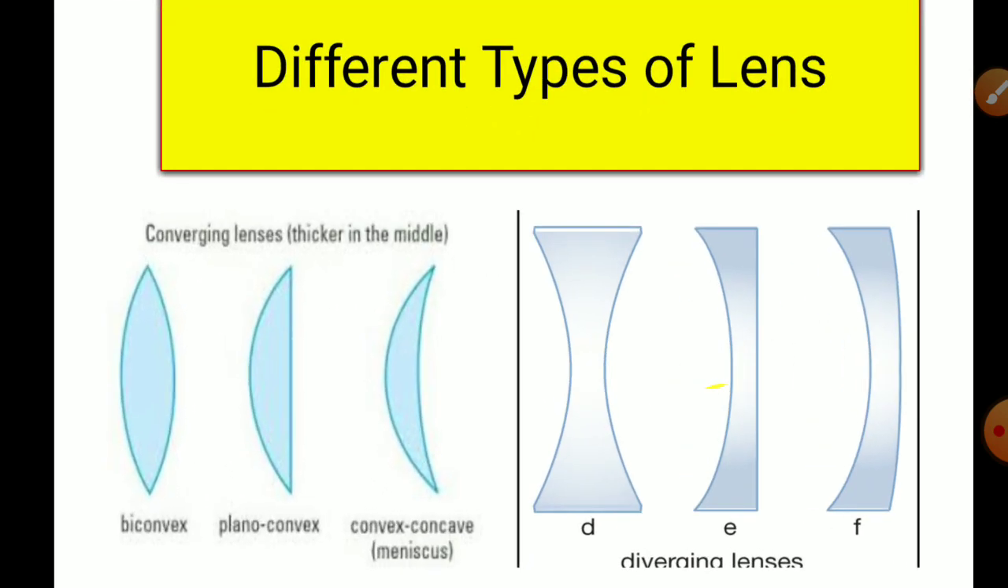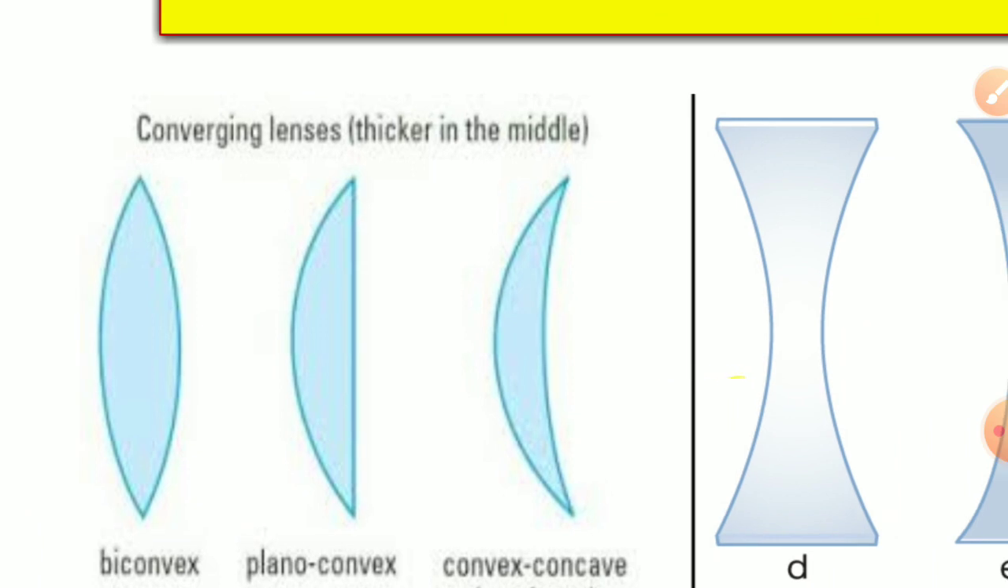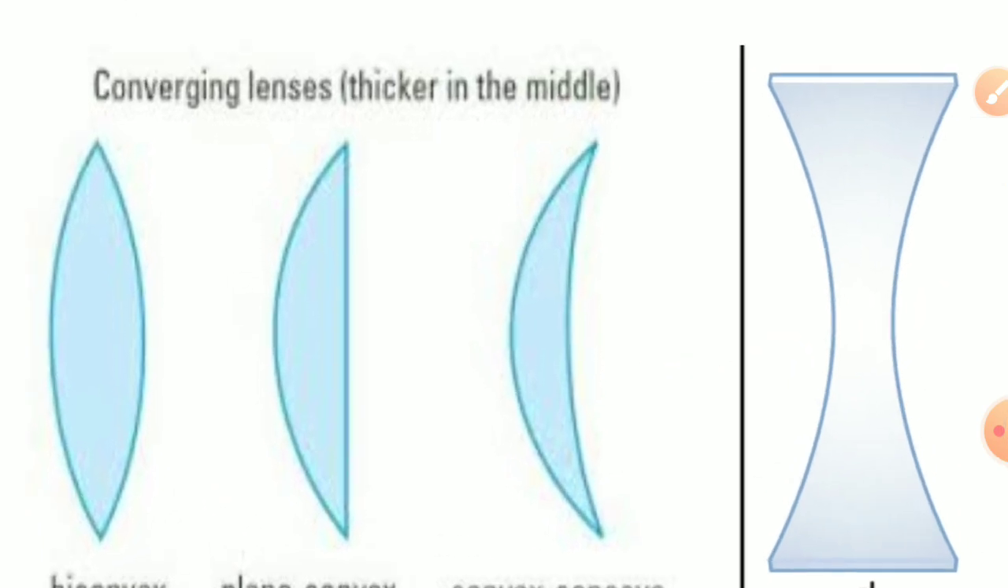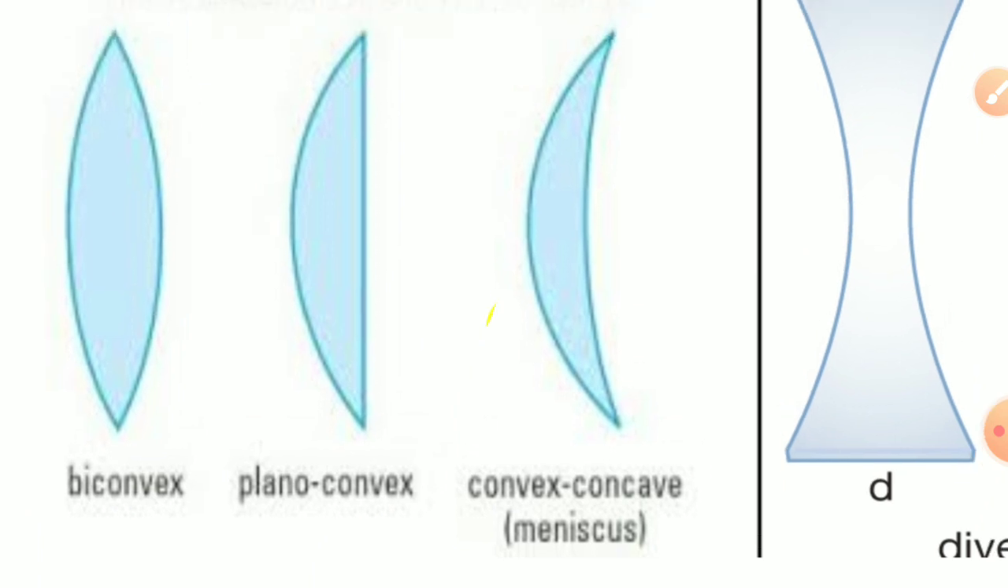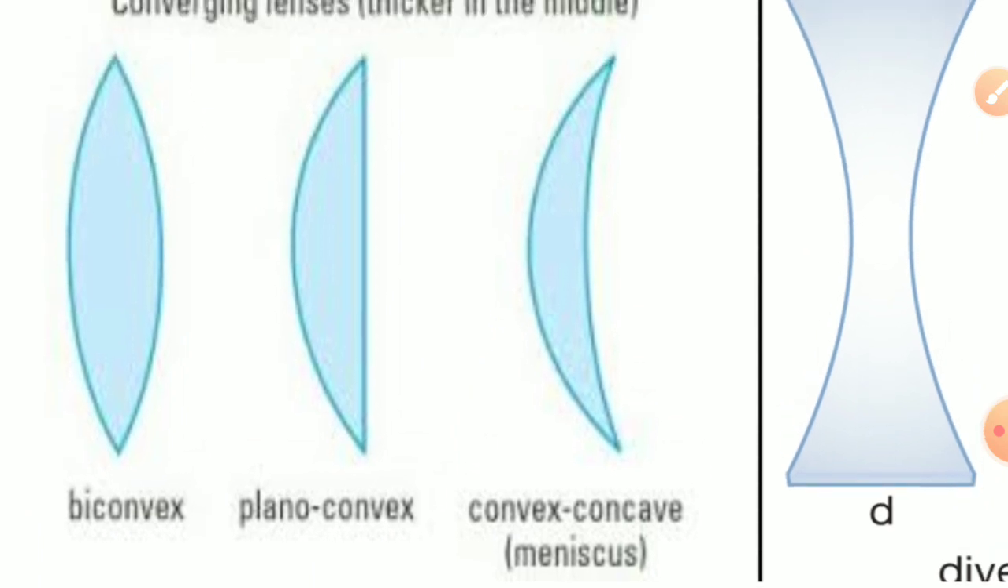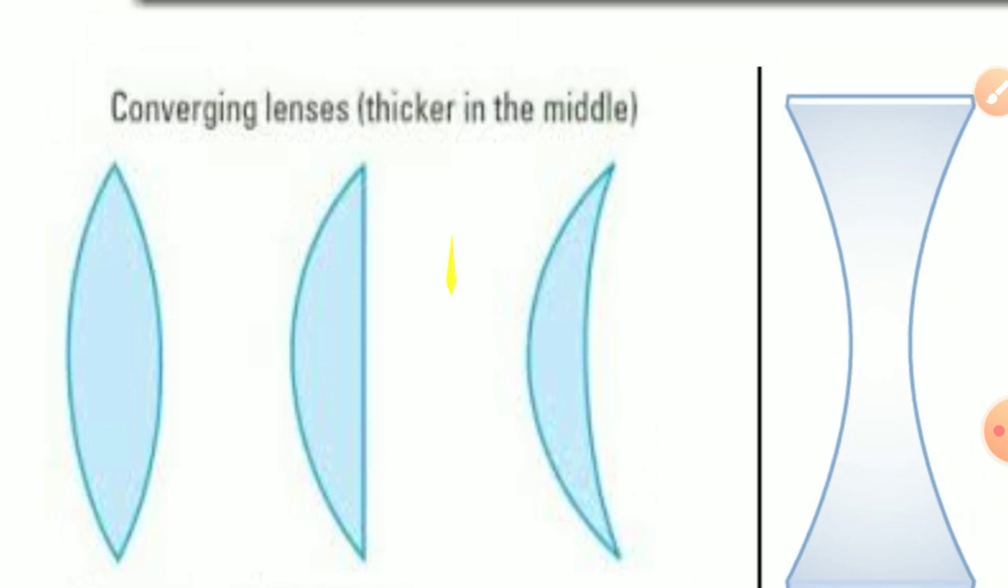See the different types of lenses. First is the biconvex lens, or simply convex lens. Second is the plano-convex lens. One of its surfaces is plane, the other is convex, so it is plano-convex. And the other is the concavo-convex lens. So all are converging lenses.